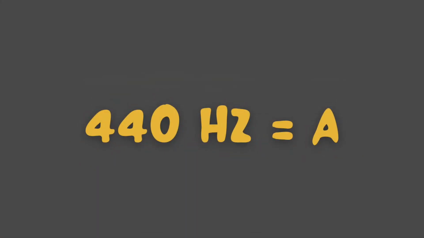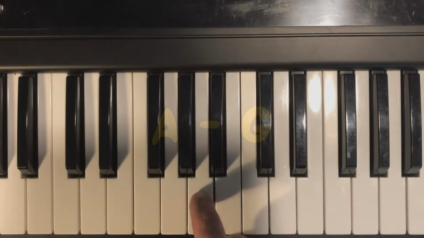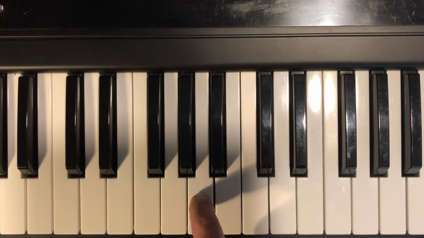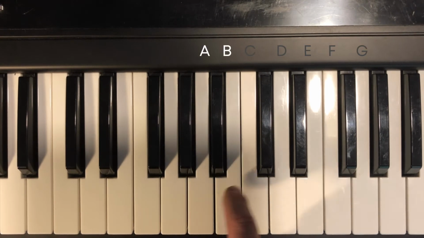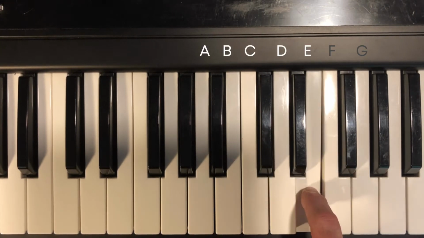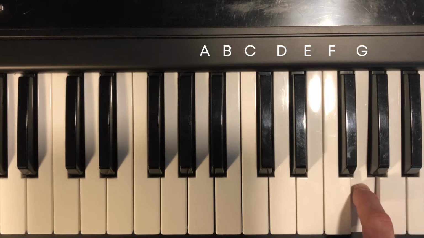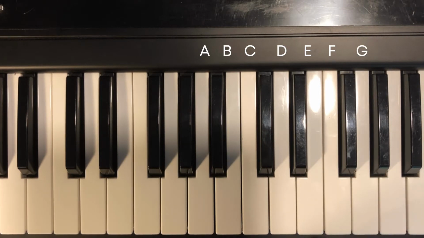It's A. In the English-speaking world, we use the first 7 letters of the English alphabet to name musical notes, A through G. Let's use the piano keyboard to visualize this. A, B, C, D, E, F, and G. There are more than 7 notes, of course, and we can repeat the pattern if we continue our ascent.